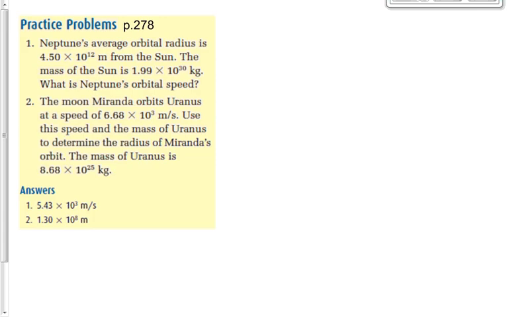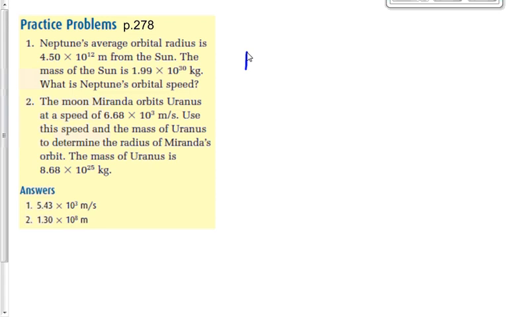All right, let's see what you can do with these two questions, please. Let's take a look at question number 2 up here. The moon Miranda orbits Uranus at a speed of 6.68 times 10 to the 3 meters per second. Use this speed and the mass of Uranus to determine the radius of Miranda's orbit. The mass of Uranus is 8.68 times 10 to the 25. We want to find the radius of orbit.